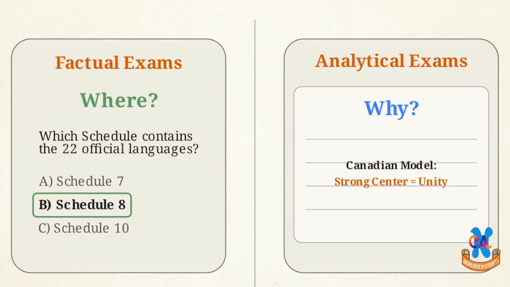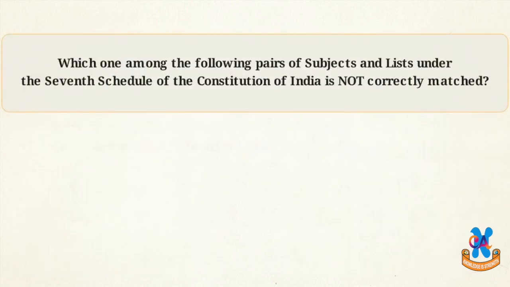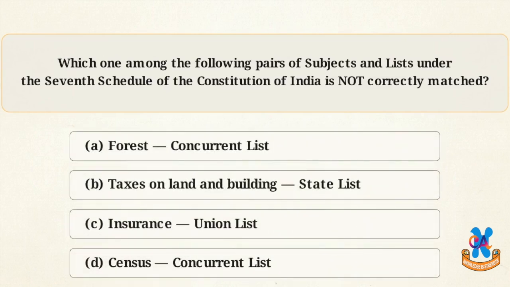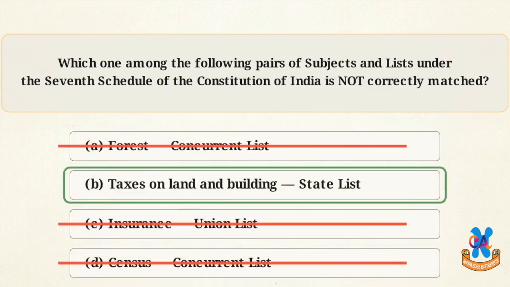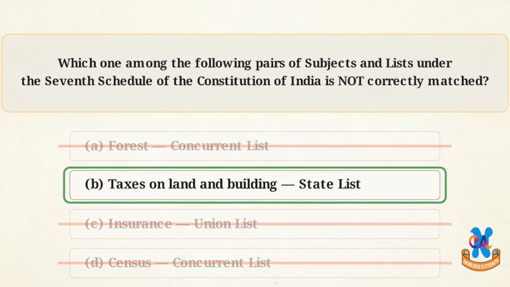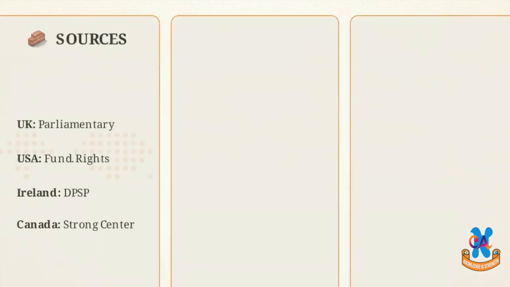Factual exams test where the constitutional inventory is located. Analytical exams test why those specific tools were chosen to solve national problems. Let's apply this to CDS question 4 regarding the 7th schedule. Using the elimination method, knowing just one correct mnemonic pair allows you to instantly strike through 3 incorrect options, leaving only the right answer. Here is your ultimate revision cheat sheet.